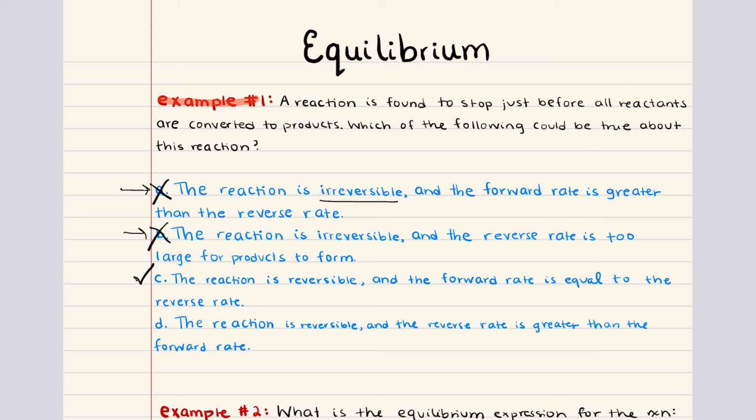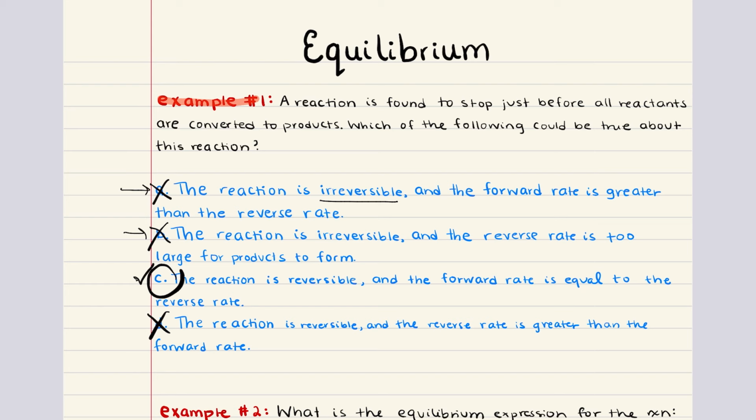D says the reaction is reversible and the reverse rate is greater than the forward rate. Now, if the reverse rate is greater than the forward rate, then the reaction would favor the formation of reactants over products. This would lead to a situation where reactants are continually formed from products, preventing complete conversion of reactants to products. This is incorrect in the context of the reaction stopping before all of the reactants are converted because it implies a net reverse reaction dominance rather than stopping. And so answer choice D is also incorrect. The correct answer for 1 is going to be C.